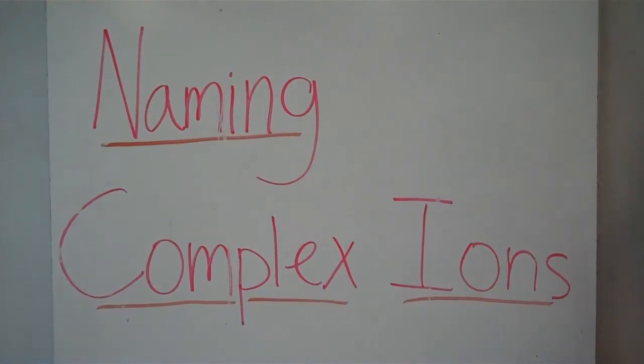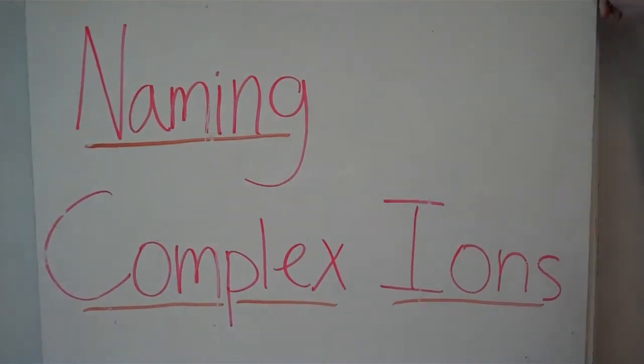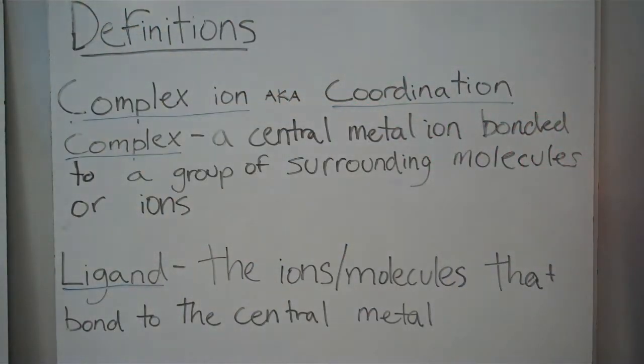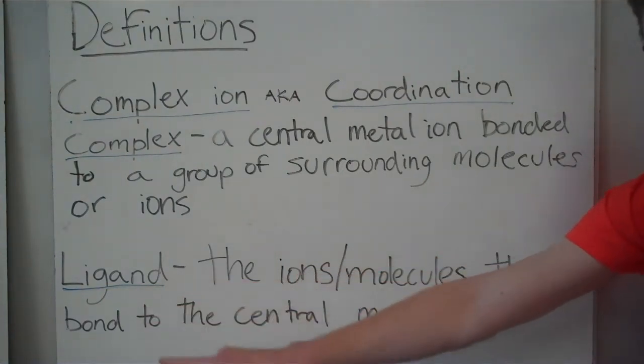Okay, so today we're going to learn how to name complex ions. Let's start off with some definitions. What is a complex ion? A complex ion is also called a coordination complex. This is a central metal ion that is bonded to a group of surrounding molecules or ions. These surrounding molecules or ions are called ligands.